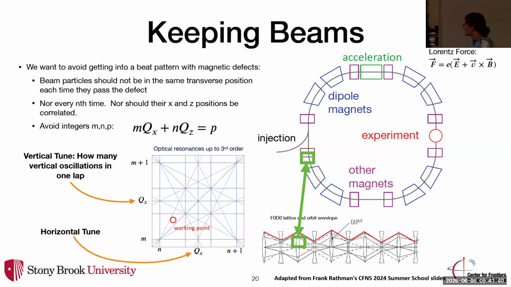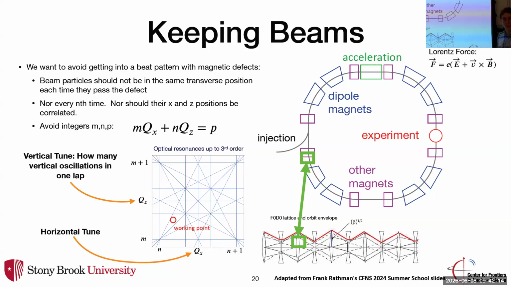So beam particles should not be in the same transverse position each time they pass the defect, nor every nth time. We don't want to do it every second time or every third time. And also, and I think the beam folks will get into this a little bit more, some of the other magnets in this will mix the up-down oscillation into left-right oscillation. So we don't want there to be any beat patterns in how frequently we are oscillating vertically and how frequently we are oscillating horizontally. So this is the integer structure we want to avoid, where Qx is called the horizontal tune and Qz the vertical tune.